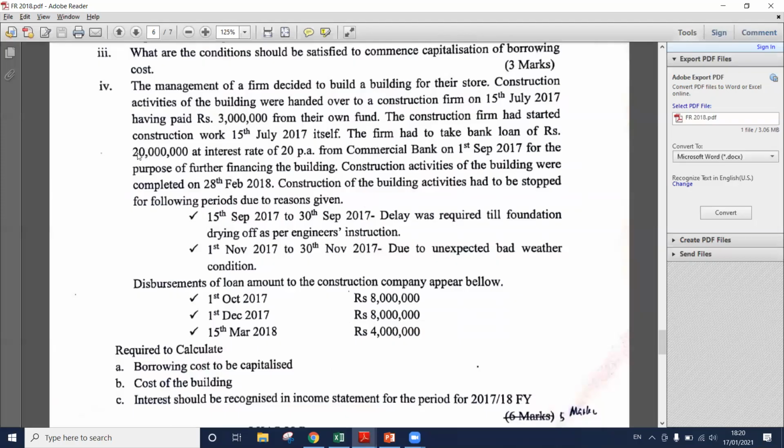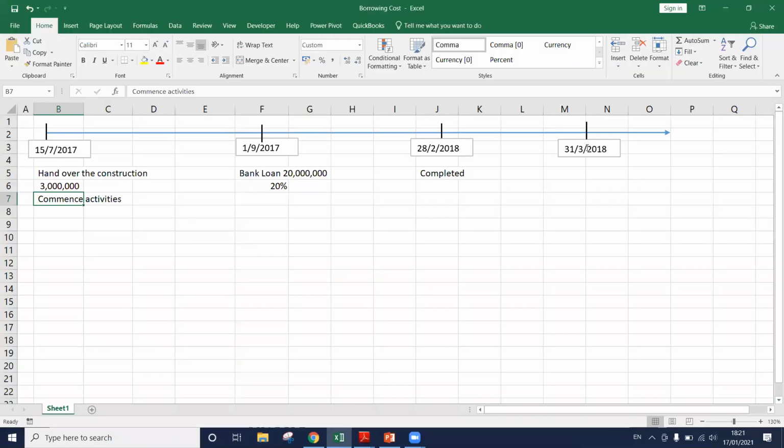I'm referring to the 2018 one. Are you okay? This is 2018 question number 5. Here the loan amount is 20 million. It clearly says here, the firm had to take bank loan of rupees 20 million. මේ 3 million අපේ own funds වලින් අපි construction firm එකට දීපු එක. එදා මෙයාලා වැඩ පටන් ගන්නවා. ඊට පස්සේ මෙදා we have obtained a bank loan, and on this date the construction firm has completed the work of the building, and on this date our financial year ends on 31st March 2018.